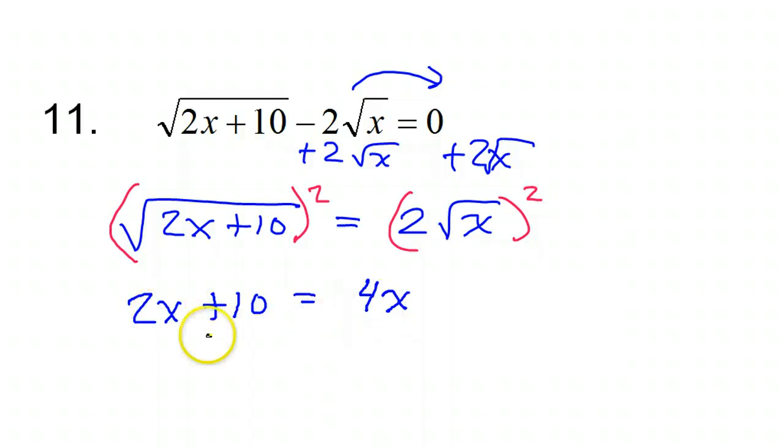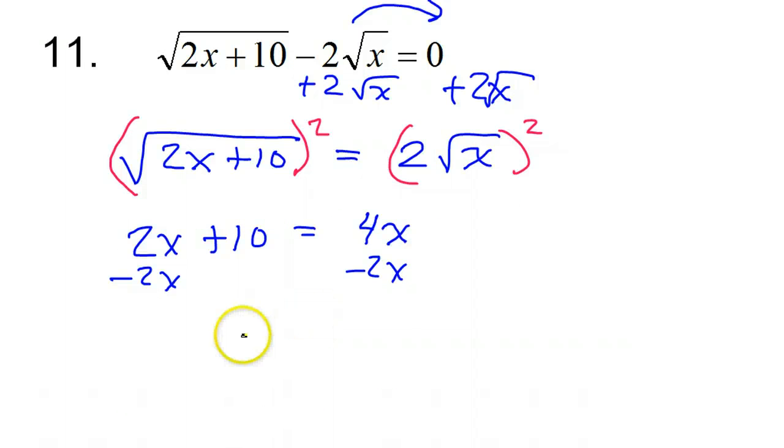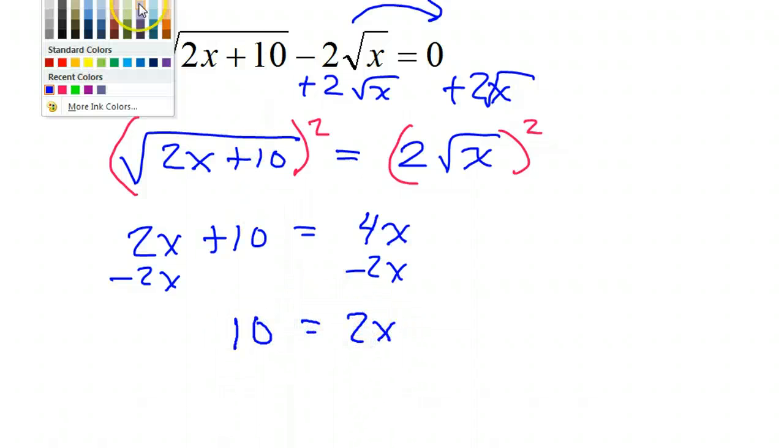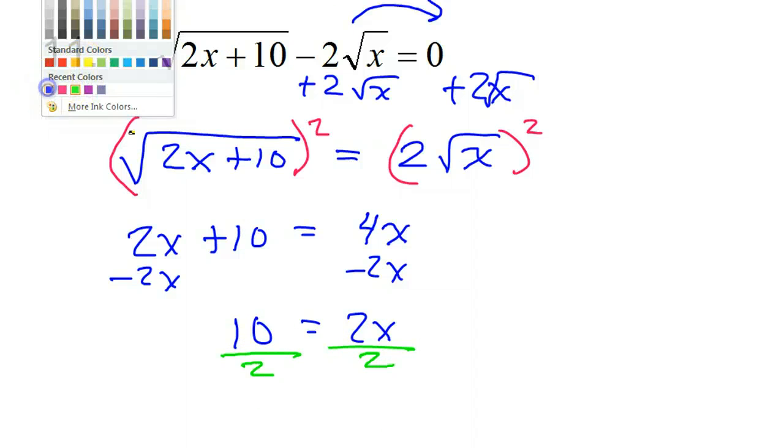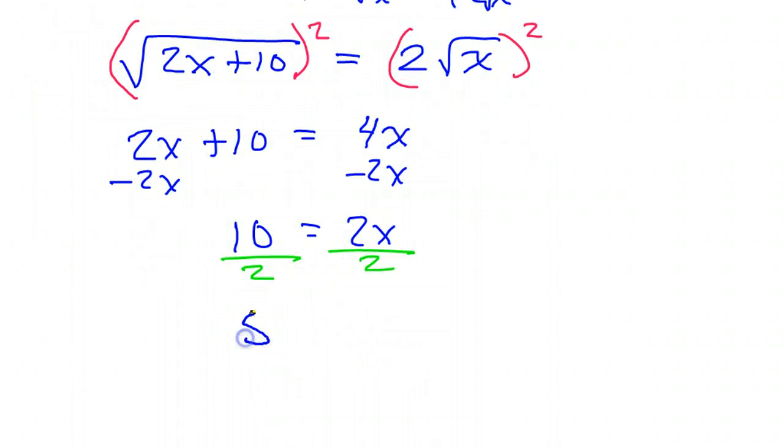Let's put these x terms together by subtracting 2x from both sides. So that'll give me 10 is equal to 2x. And then we will get the x by itself by dividing both sides by 2. So that's going to give me 5 equals x.